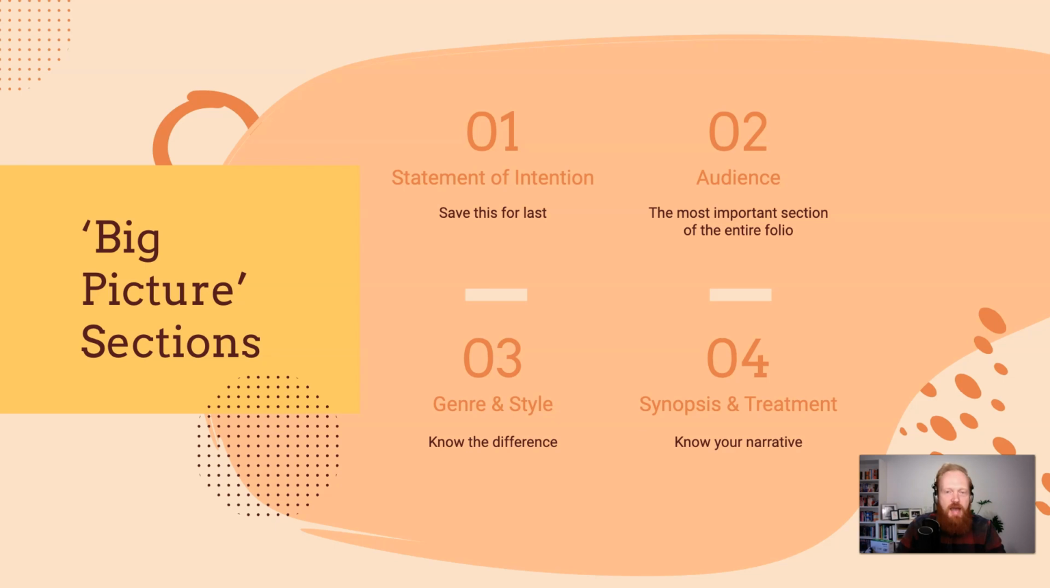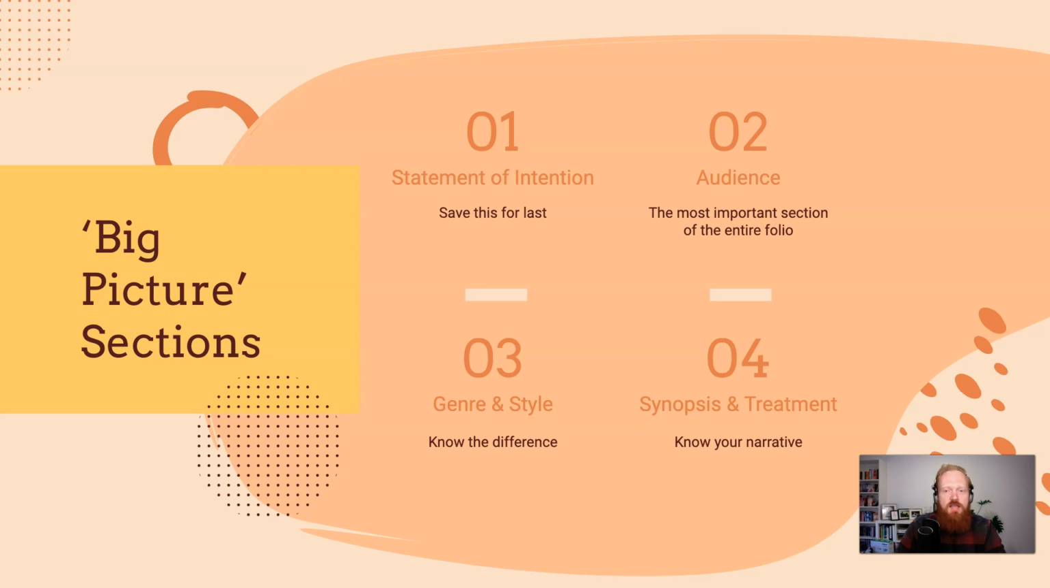The second and absolute most important section of your folio will be audience. Audience is the thing that separates media from art. You are not making these productions for yourself. You might be making them to express yourself, but you are making them for somebody else, and that's your audience. So every decision that you make throughout the production process needs to have the audience in mind. So you really need to be able to identify who that audience is.